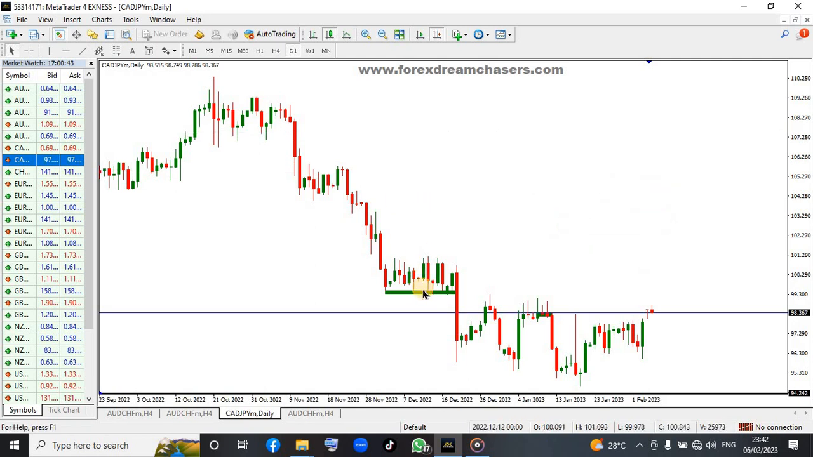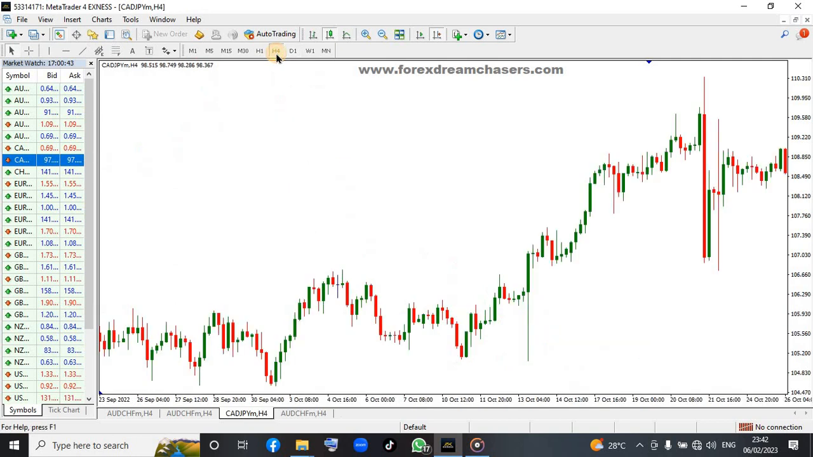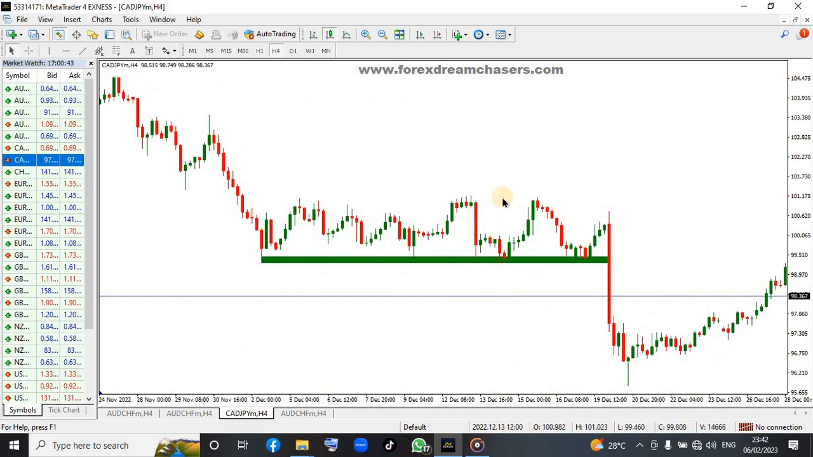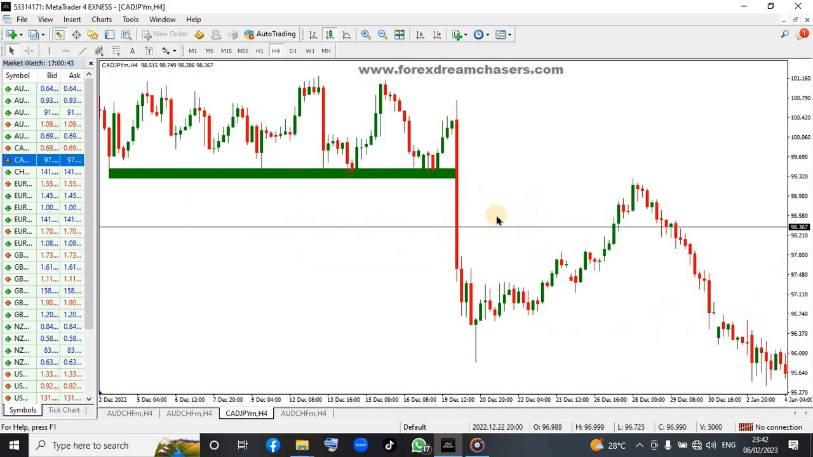Okay, this one I used it a few weeks back. Let's go to H4. This is support, support, support, support. This is the breakout. On the breakout, look at this. I'm gonna take this one to the right hand side.